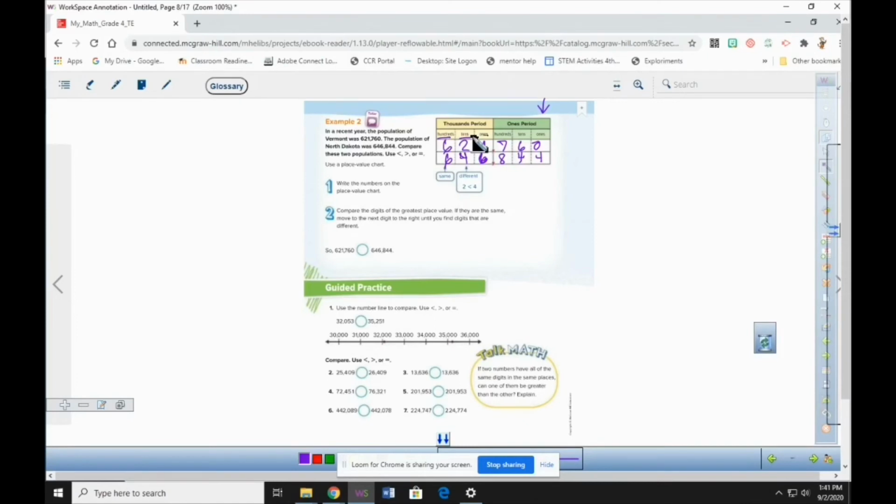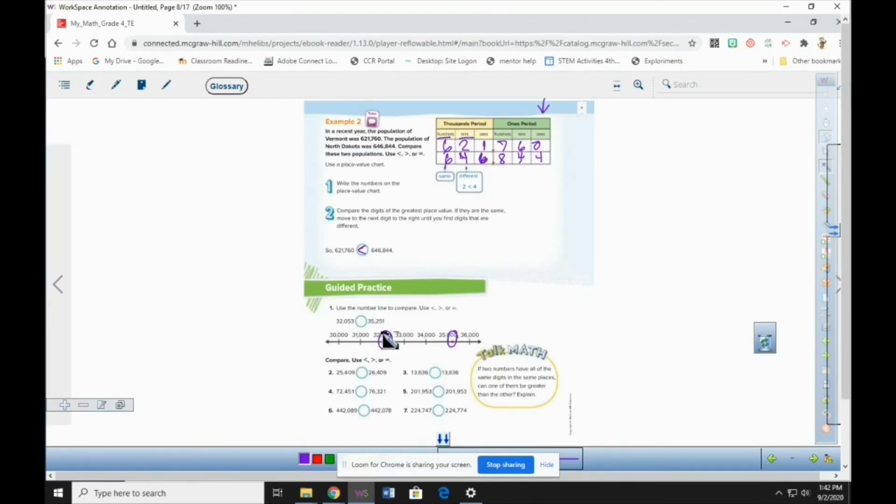So 621,760 is less than 646,844. This is how you're going to do your work today. It's best if you work by lining them up, unless they give you a number line. Number 1, they gave us a number line, so we can easily see that one of these is bigger than the other.